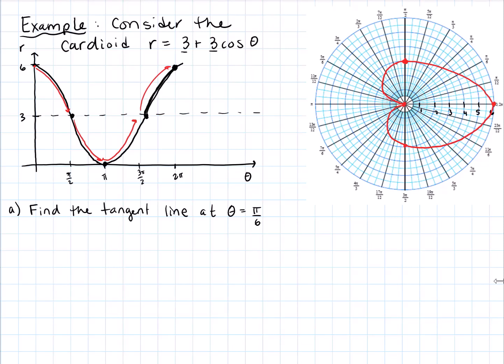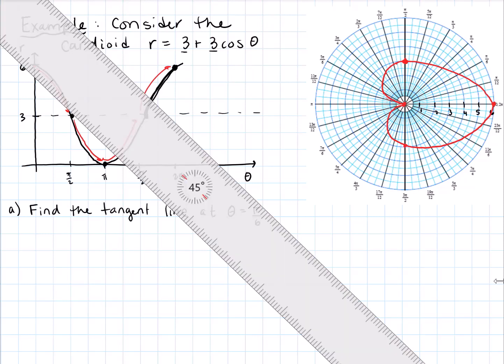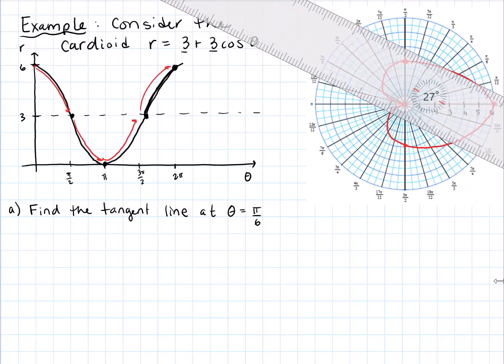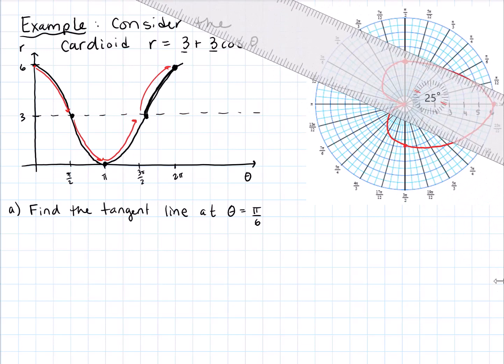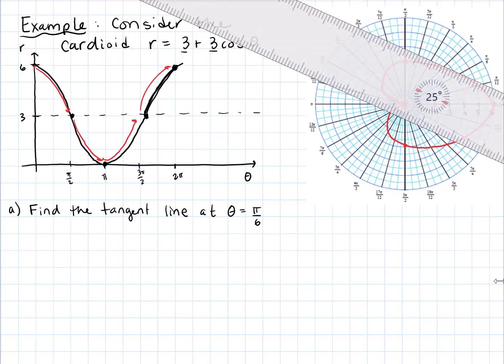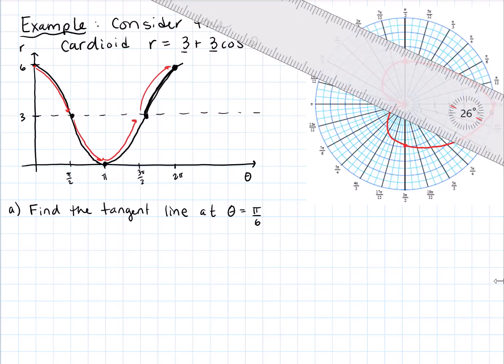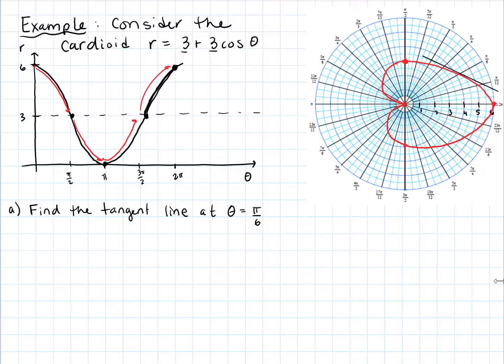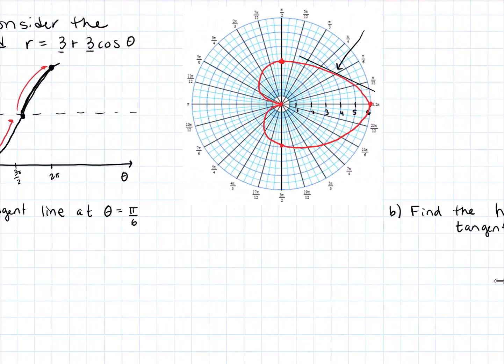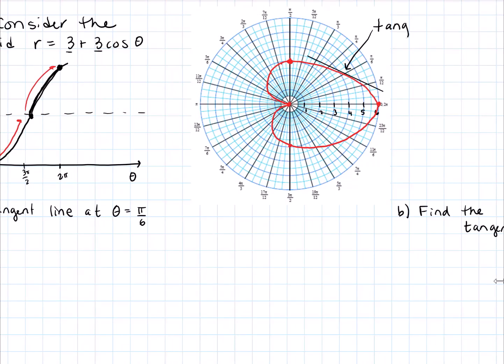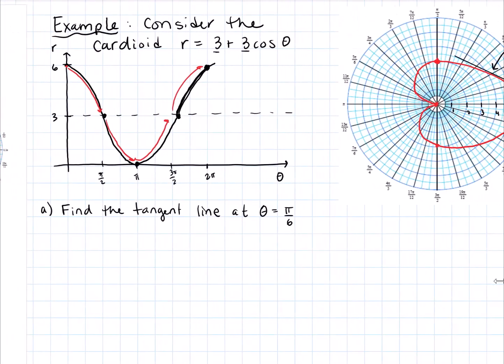And we're asked to find the tangent line at pi over 6. So the tangent line at pi over 6, based on my curve, is going to be right in here. I don't know if I have the exact right rate on those; I just have the general graph here. But the tangent line, since I'm going to pi over 6, what we're trying to find is this tangent line right here. That's the tangent line that we're actually looking for, at theta equals pi over 6.